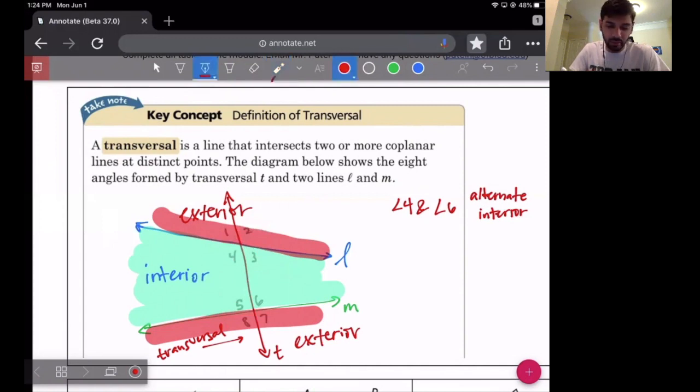Then you could also think about angle 1 and angle 7. 1 is out here on the exterior over here. Angle 7 is on the exterior, but it's on the alternate side. So this would be called alternate exterior. Then you could do the same thing for other angles, like 4 and 5 would be, sorry, not alternate, but same side, because they're on the same side. 4 and 5 would be same side interior angles, or you could think 1 and 8, those are on the same side of the transversal, but they're on the exterior portions. So you can look at different types of situations, and that's how you would refer to these angles.